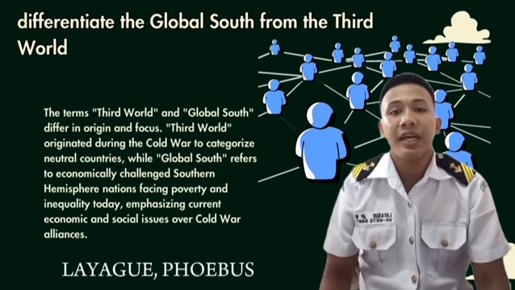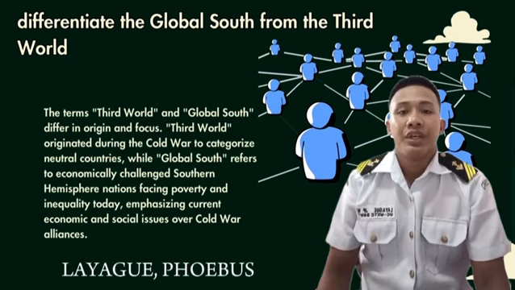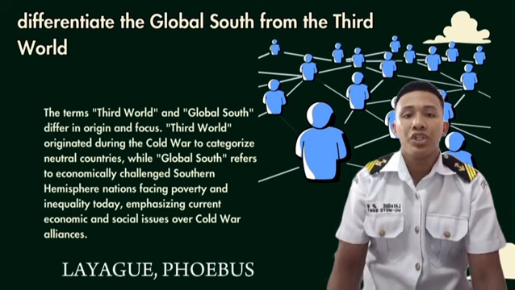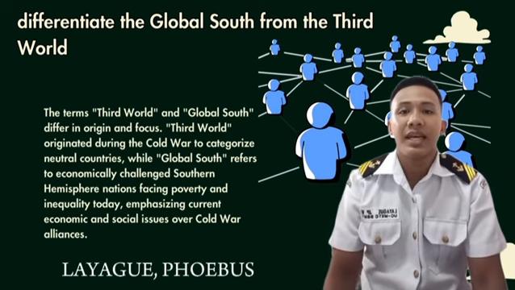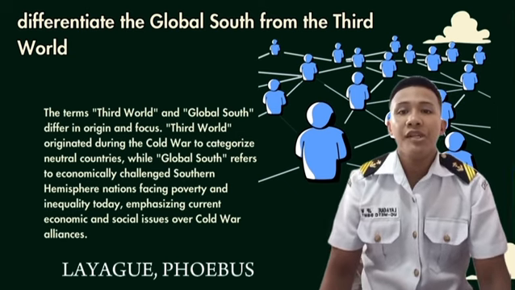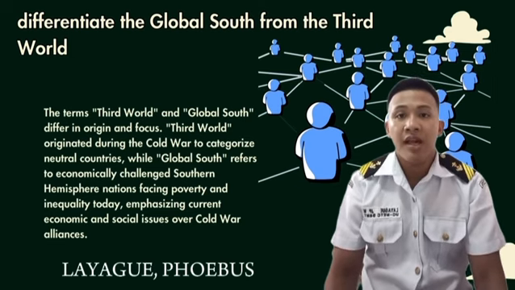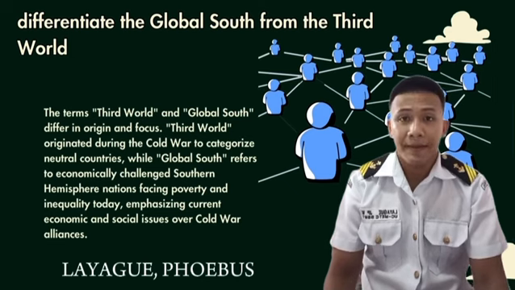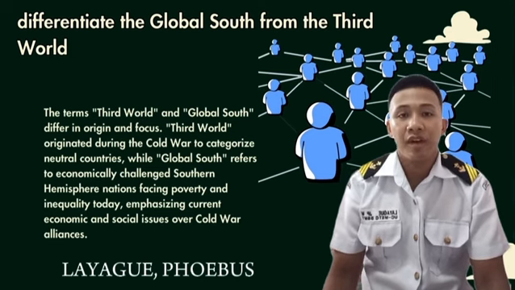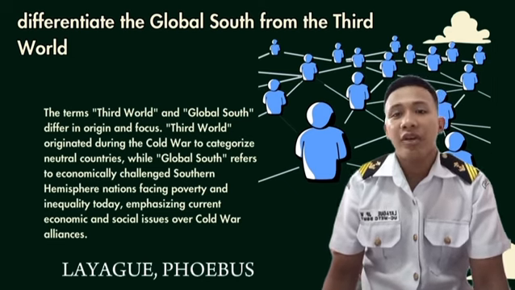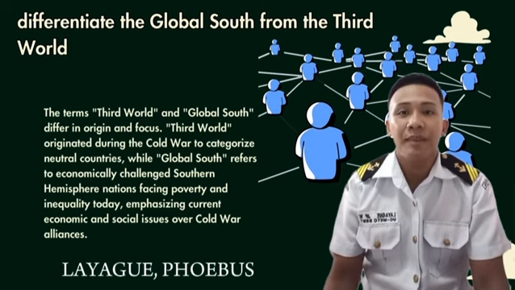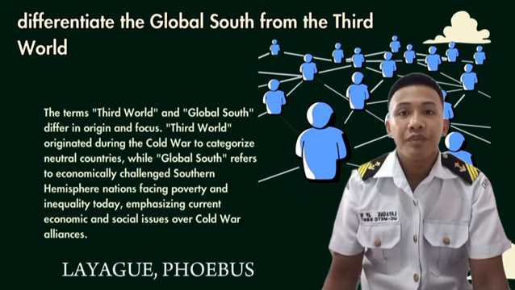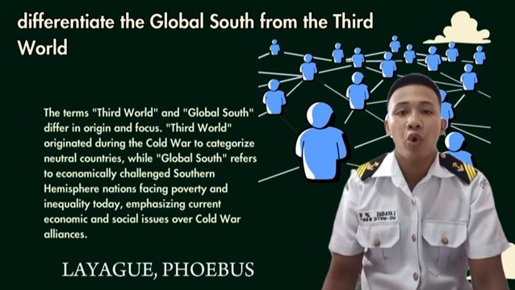Global South, on the other hand, is a newer term. It refers to countries mostly in the Southern Hemisphere that face common issues like poverty, inequality, and lack of development. The focus here is less about Cold War alliances and more about the economic and social challenges these countries face today. While both terms describe similar regions, Global South highlights the ongoing economic gap and shared struggles of these nations in the current world, unlike Third World, which is tied to the Cold War period.